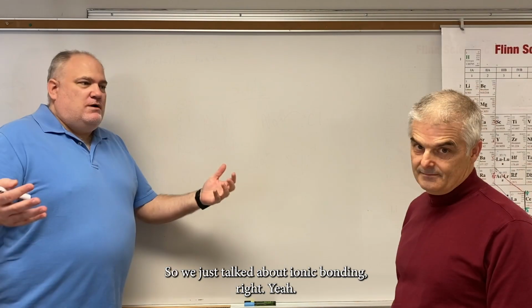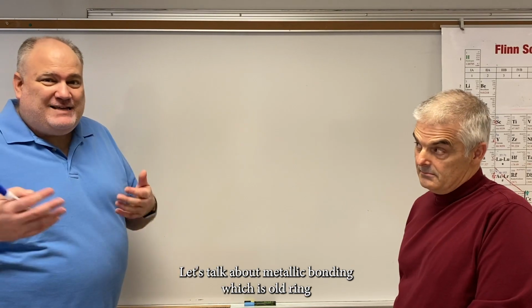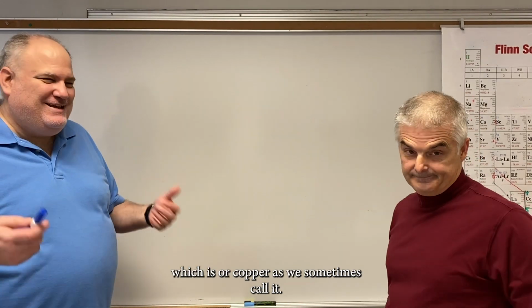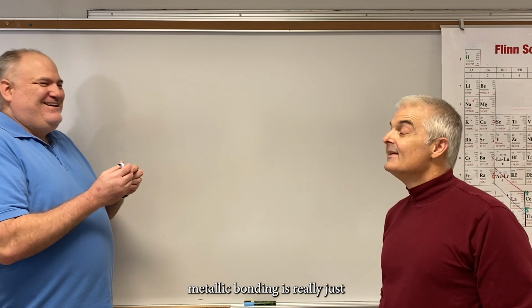So we just talked about ionic bonding. Let's talk about metallic bonding, which is a gold ring, or copper, as we sometimes call it.